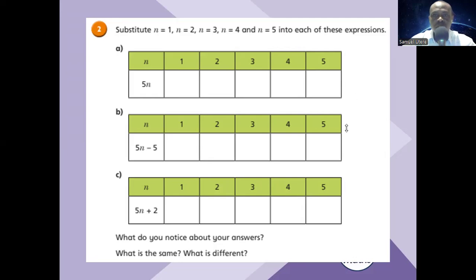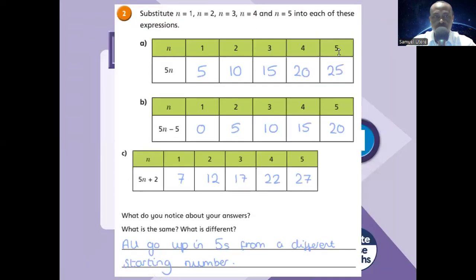Okay. Now, assuming you've paused the video and you've really thought about these questions and you've worked through them, here are the answers. And then the last bit of the question was, what do you notice about your answers? What is the same? What is different? They all go up in fives from a different starting number. Okay, so all of them go up in fives from a different starting number. Okay, that's what we notice.